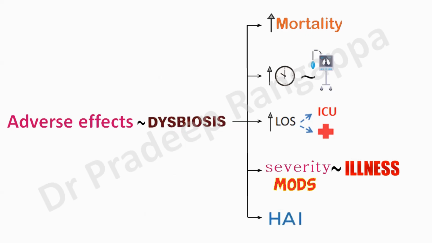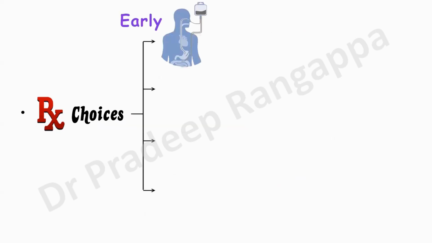So these are the multimodal sinister effects of dysbiosis, endpoints which I'm sure most intensivists keep hearing on and off, quite commonly. So this leads to all these other organ dysfunctions. Now the biggest question is, what are the choices that we have to safeguard and protect the gut microbiome? What are the treatment choices? So there are 4 treatment choices.